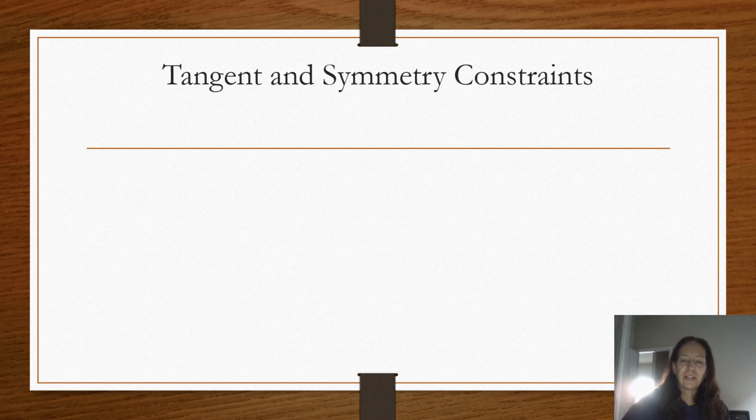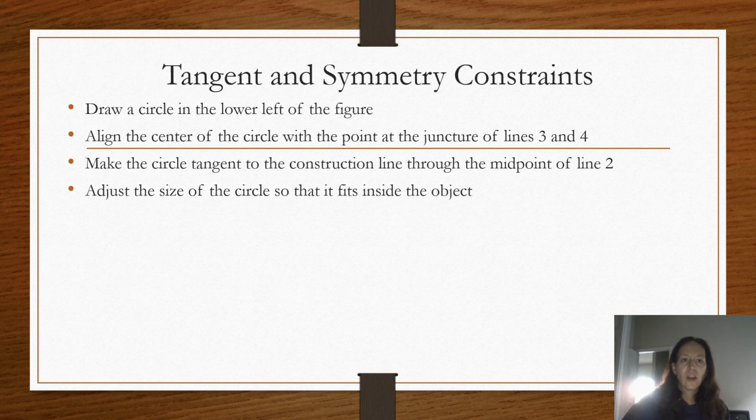Tangent and symmetry constraints. So the last couple of constraints. Draw a circle in the lower left of the figure. Align the center of the circle with the point at the juncture of lines 3 and 4, and then make the circle tangent to the construction line through the midpoint of line 2.